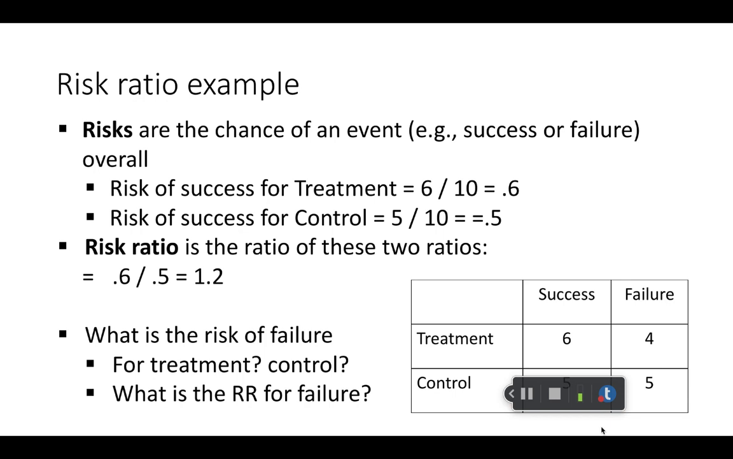The risk of success for treatment cases is 6 out of 10, 0.6, probability of 0.6 of success, or you could say a 60% likelihood of success. The risk of success in the control group is 5 divided by 10, or 0.5. And the risk ratio is the ratio of these two ratios, 0.6 divided by 0.5, or 1.2. So this tells us that the risk of success is 20% higher in the treatment group than it is in the control group. It's a little more straightforward in terms of interpretation.